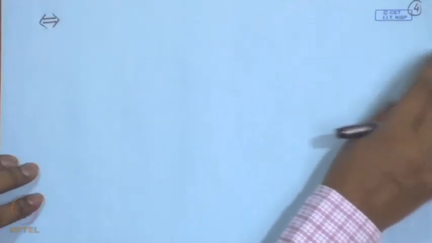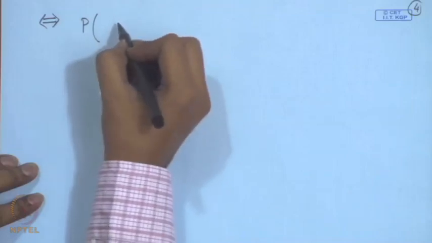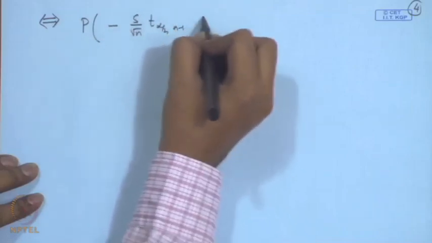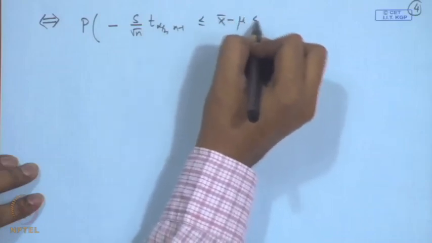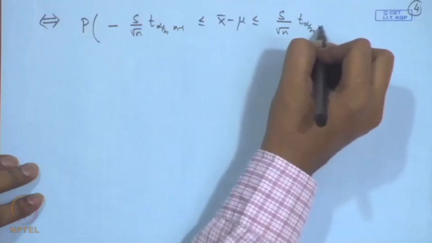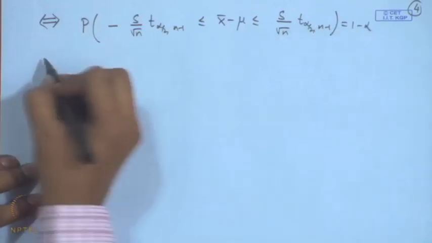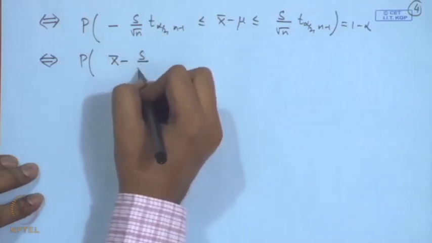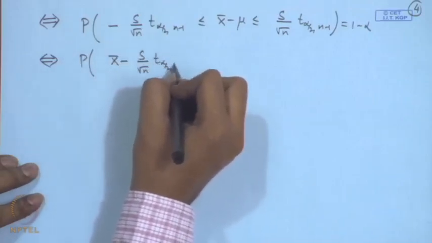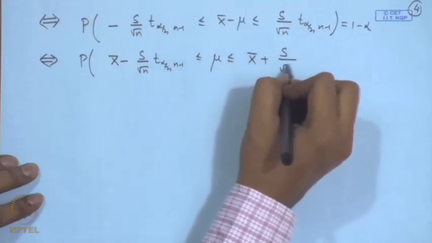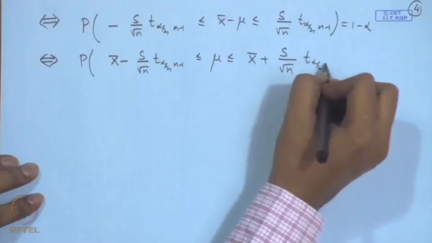This is equivalent to probability of minus s by root n t alpha by 2, n minus 1 less than or equal to x bar minus mu less than or equal to s by root n t alpha by 2, n minus 1, that is equal to 1 minus alpha, which is equivalent to x bar minus s by root n t alpha by 2, n minus 1 less than or equal to mu less than or equal to x bar plus s by root n t alpha by 2, n minus 1.